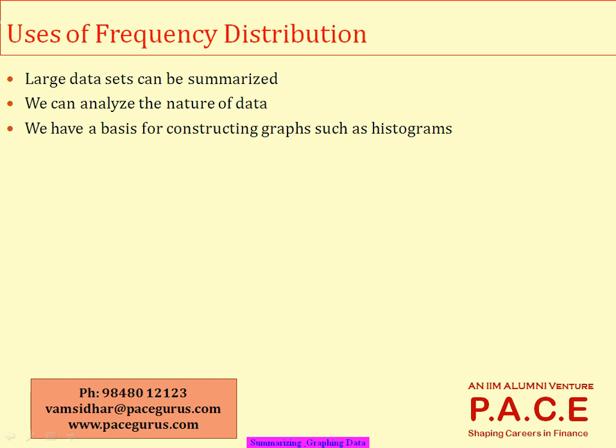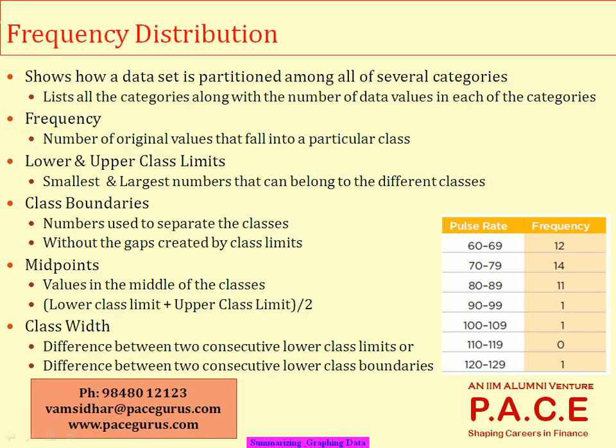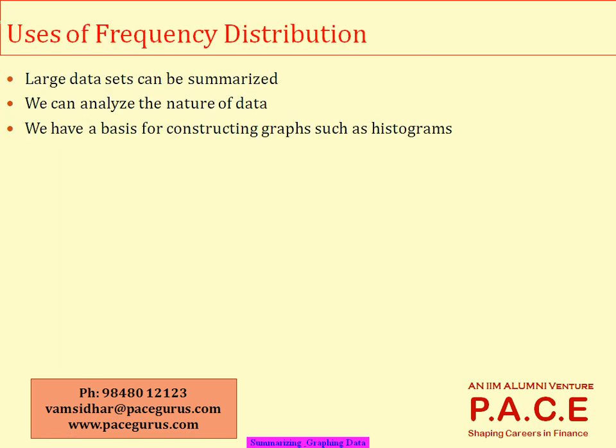We can analyze the nature of the data, where the maximum values are lying, where more concentration of the data is present, and that entire set of characteristics of the data can easily be summarized once I develop a frequency distribution, and that forms the basis for constructing various graphs. We'll be seeing at a later point in our chapter that it will help us in constructing various graphs such as histograms and a lot of other graphs.